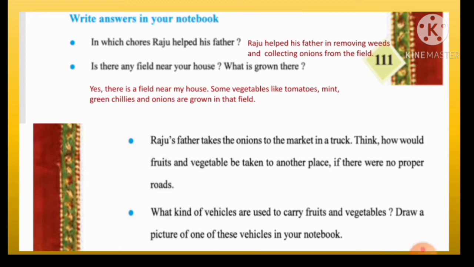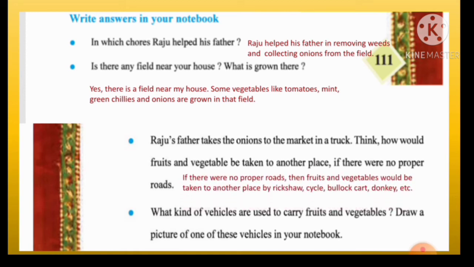Raju's father takes the onions to the market in a truck. Think, how would fruits and vegetables be taken to another place if there were no proper roads? So, if there were no roads, what would you have done? It would be taken to the other place by rickshaw, cycle, bullock cart, or by using donkeys, etc. Okay. Now, what kind of vehicles are used to carry fruits and vegetables? Draw a picture of one of these vehicles in your notebook. So, vehicles like tempo, tractor, truck, trailer, rickshaw, etc. are used to carry fruits and vegetables.